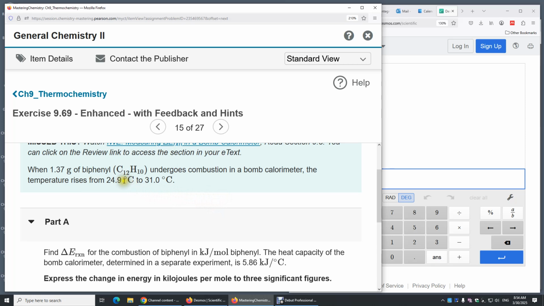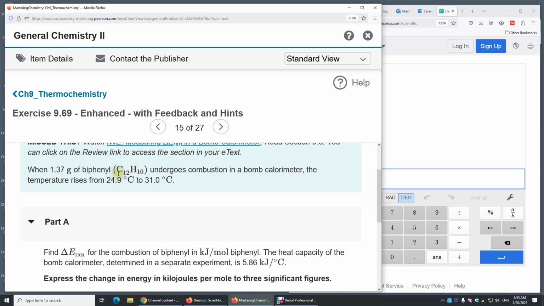We do not have the number of moles, we have the mass of the sample. So we do need the molar mass of biphenyl. Carbon is 12 grams per mole, hydrogen is 1 gram per mole. So it's going to be 12 times 12 plus 1 times 10. I think you'll get 154 grams per mole. And we can use 1.37 grams divided by 154 grams per mole to get the number of moles.